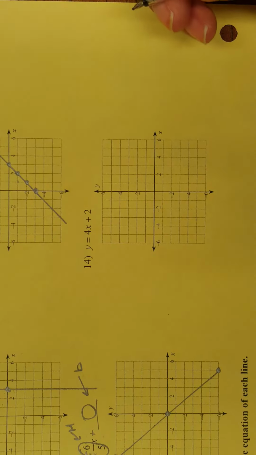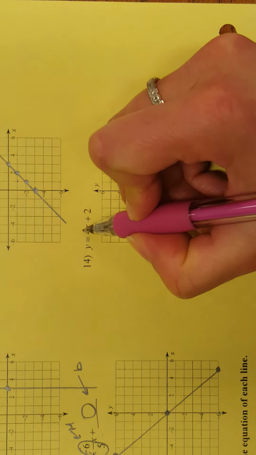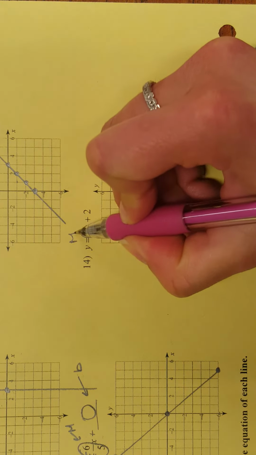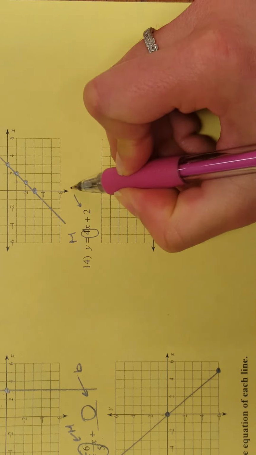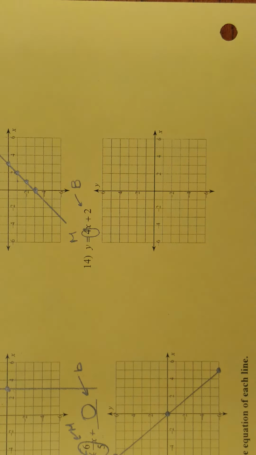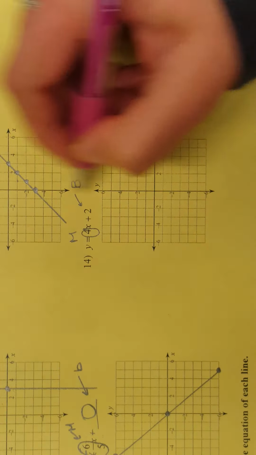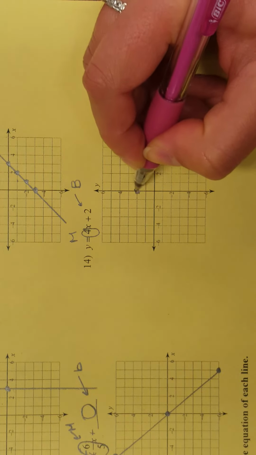Okay? Last but not least, number 14. This is attached to x, so that's my m, and that's out here, and that's my b, plus b. So 2 is my y-intercept. So on the y-axis, I find 2, put a point.